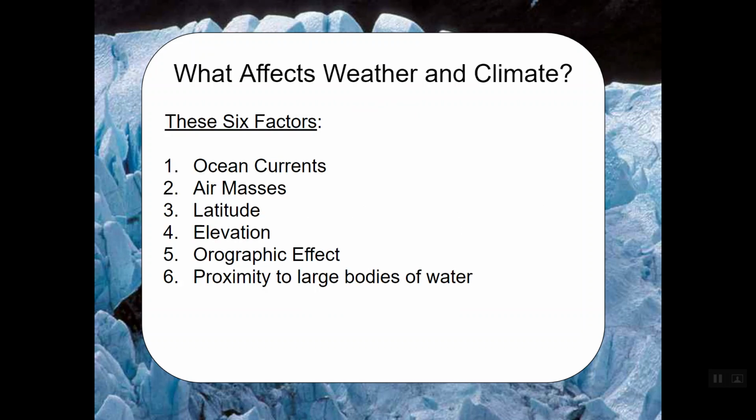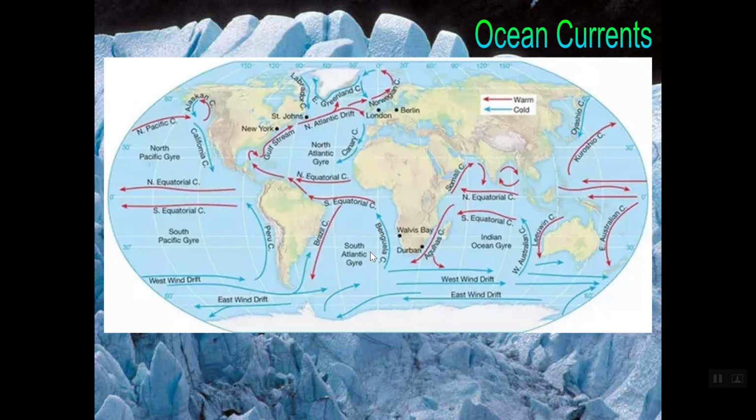So what affects weather and climate? There are 6 main factors we're going to talk about today. Ocean currents, whether they're warm or cold, near a given city or location, the air masses that dominate, the latitude, which is those horizontal lines parallel to the equator on the Earth. Are you at a northern or southern latitude, a high latitude, or a low latitude near the equator? The elevation, how far up you are from the sea level. Something called the orographic effect, or the proximity to large bodies of water. So let's go through each of those in turn.